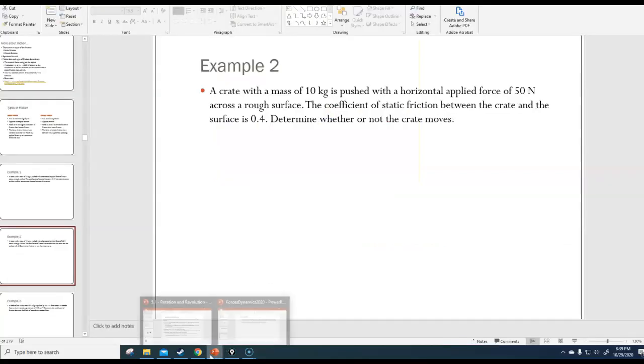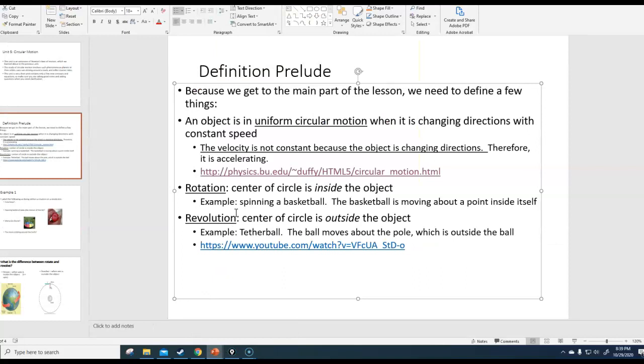Now, the key concept here is that because the velocity is not constant, the object is accelerating. And you might think, wait, but it's not going any faster or slower because you said constant speed. And that's correct. So this is an example of an object accelerating without speeding up or slowing down. And the reason that's possible is because velocity has direction. Okay, remember that's one of the key differences between velocity and speed. Velocity has direction and speed does not.